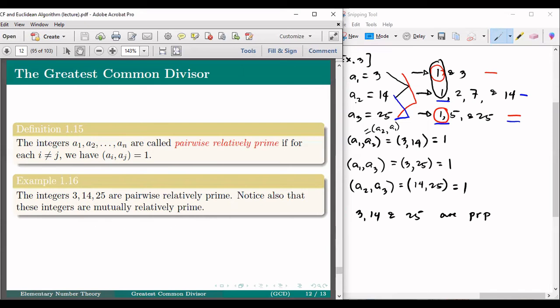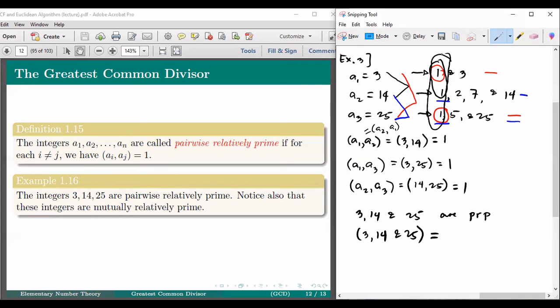What do you mean by mutually relatively prime? That if we get the GCD of 3, 14, and 25, as you observe in the list of divisors of each integer, the GCD of the 3 integers 3, 14, and 25 is equal to 1. Hence, from our previous definition, we can say that 3, 14, and 25 are mutually relatively prime. Hence, pairwise relatively prime implies mutually relatively prime. It means that every pairwise relatively prime set is mutually relatively prime.